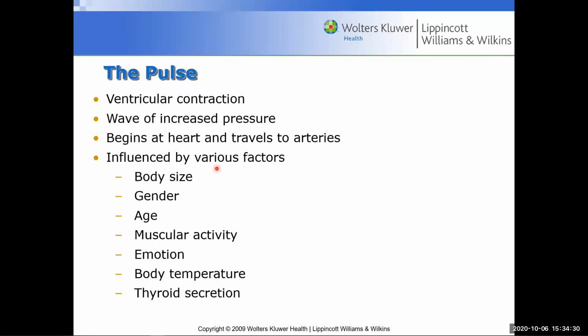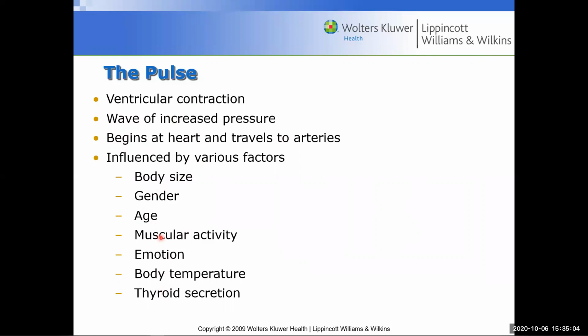All right, so we're almost there. In terms of pulse, very important, and I'm sure in your skills training you have looked at pulse, the importance of pulse, and the different things you could detect from pulse. What pulse is, it relates to ventricular contraction and a wave of increased pressure. It begins at the heart and it travels to the artery. It is influenced by various factors, of course: body size, gender, age, muscular activity, emotion, body temperature, and thyroid secretion.